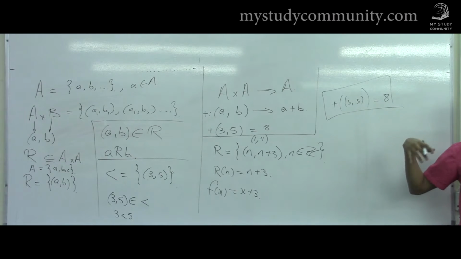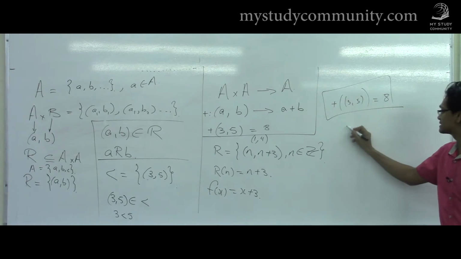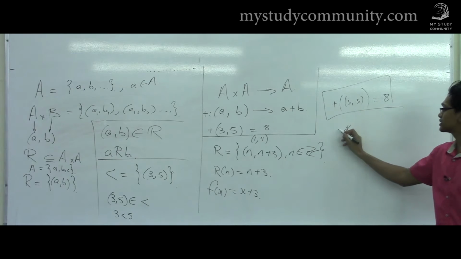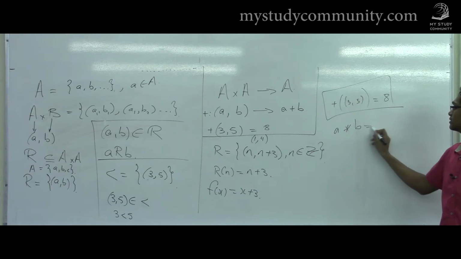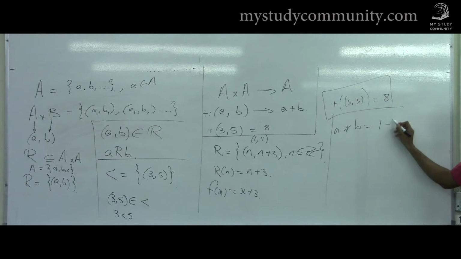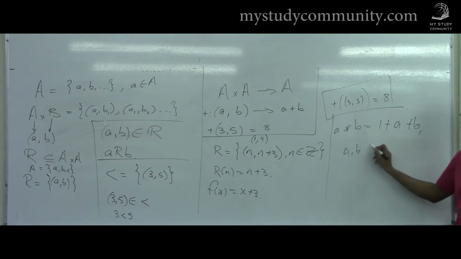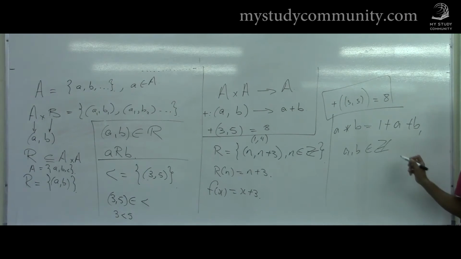So what we do is we just give the relation: let star be a relation such that A star B is equal to, and we give what the relation is. Let's just say 1 plus A plus B. And you have to say where A and B come from. Everybody's okay?